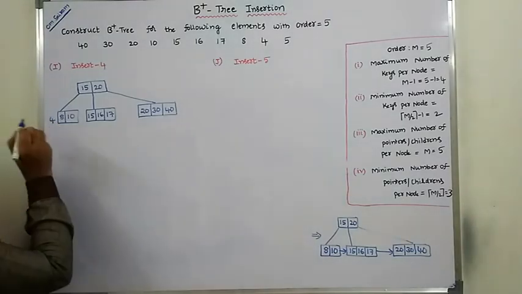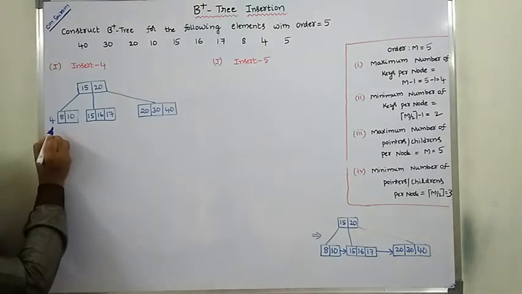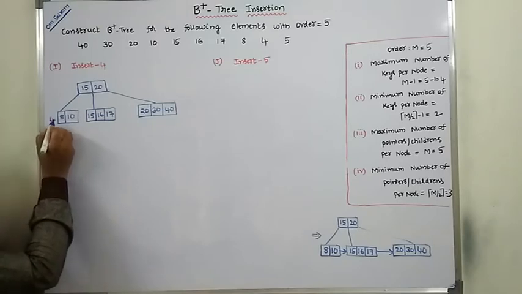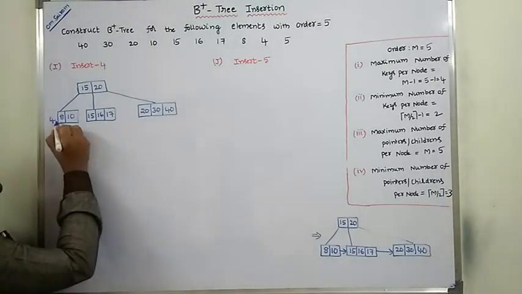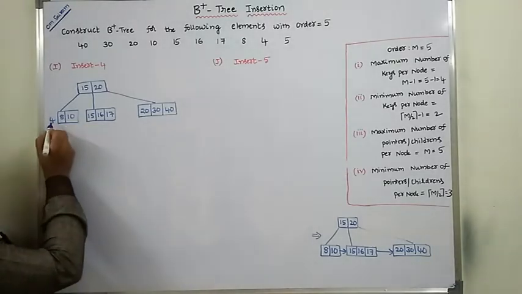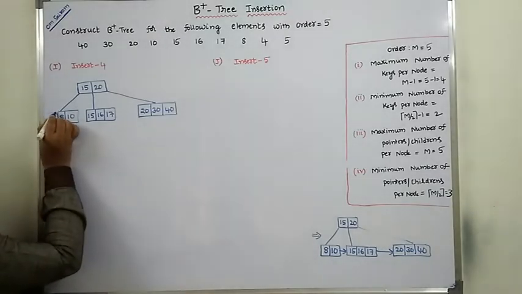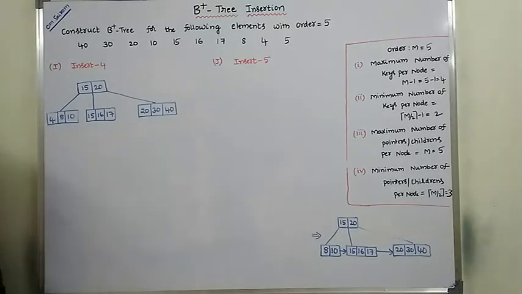Okay. So element 4 can be inserted into the same node or not? Yes. Element 4 can be inserted into the same node because this node contains a maximum of 4 key elements, but before inserting 4, this node contains only 2 key elements, so that 4 can be inserted into the same node. Now after inserting 4, this is the B plus tree we are getting.